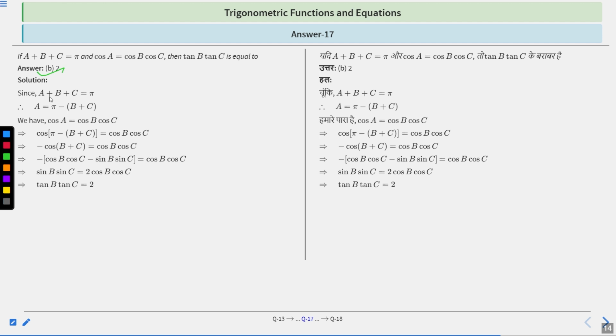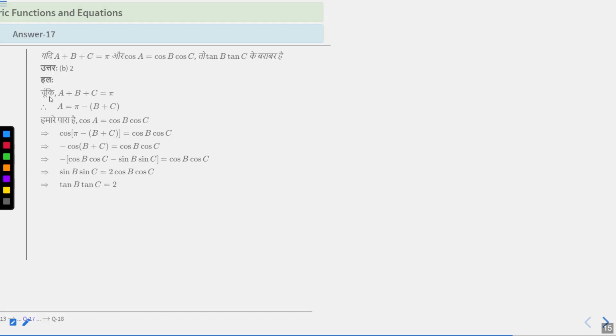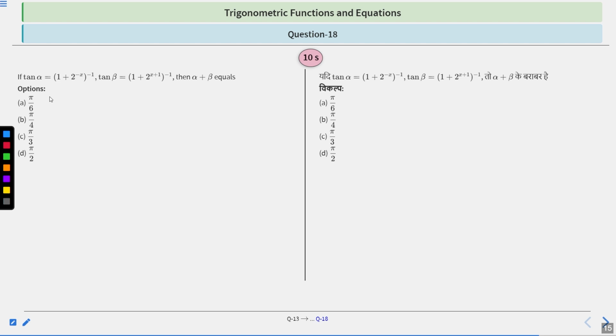Okay, let's move to the next question. Question number 18, which says, if tan alpha is equal to (1 plus 2 to the power minus x) whole to the power minus 1 and tan beta is equal to (1 plus 2 to the power x plus 1) whole to the power minus 1, then alpha plus beta is equal to. So, see, we are given tan alpha and tan beta. Therefore, we can easily find tan(alpha plus beta). Tan(alpha plus beta) will be tan alpha plus tan beta upon 1 minus tan alpha into tan beta. Right?